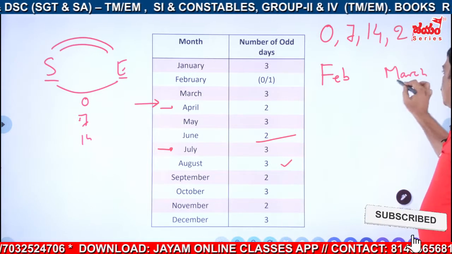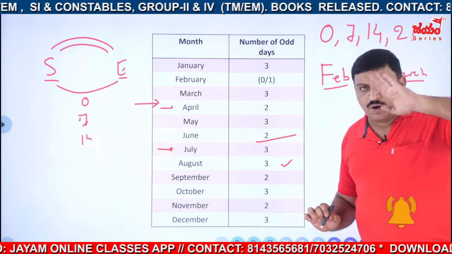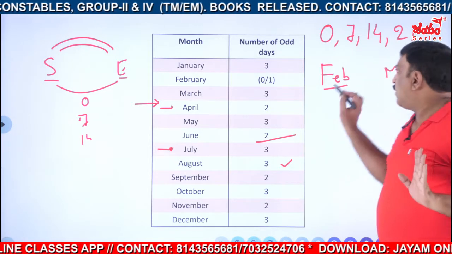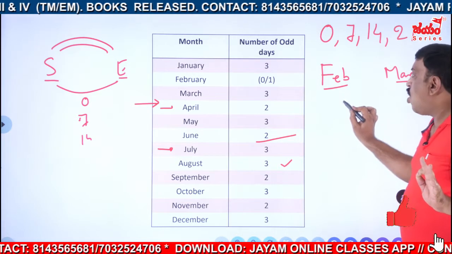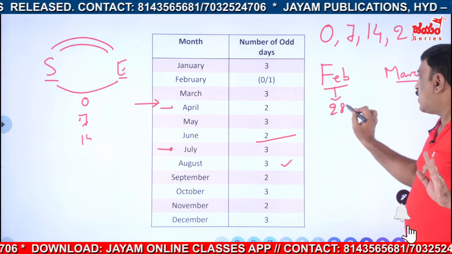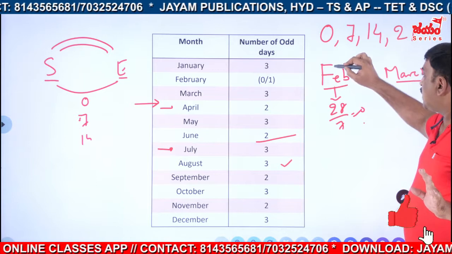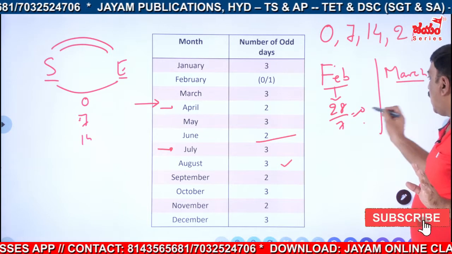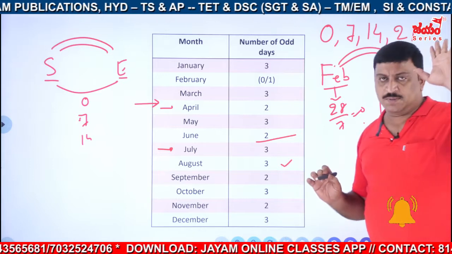Previously, we have done February 1st to March 1st. February, I want to compare with February and March. How many odd days are there in February? 28 days means how many odd days? That is 0. If I get 0, this month and the next month, which is March after 28 days, both resemble the same. That is the concept.